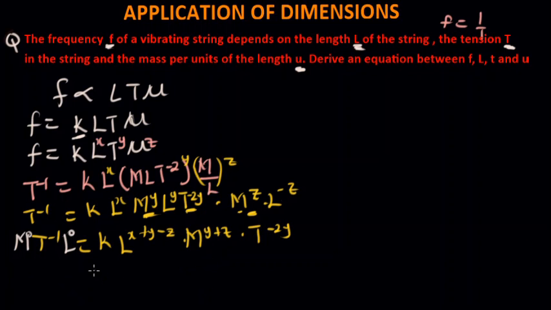So we'll compare. We'll take l and then compare to this side. What is the value of l do we have here? So let's start with the first one, l. So l has a power of x plus y minus z equal to 0.